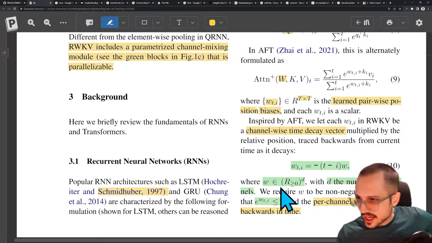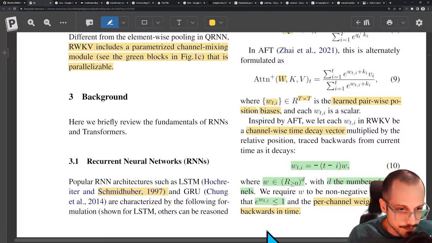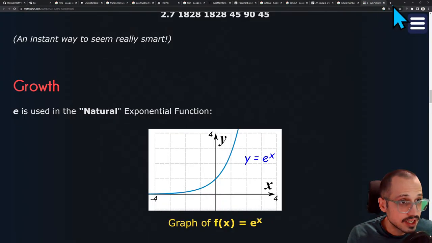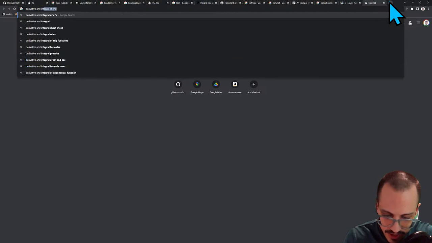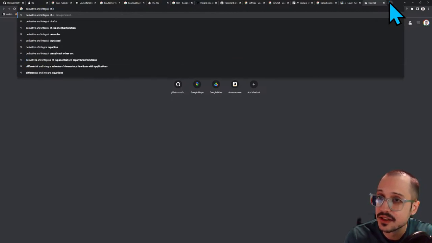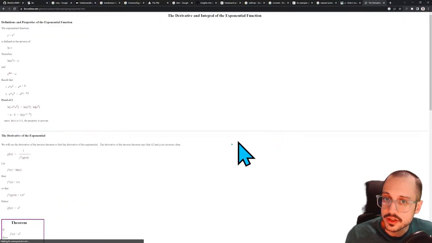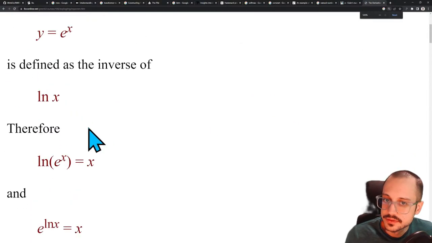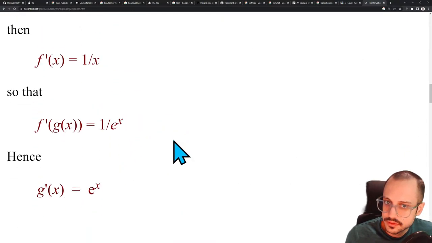You sum a row of this matrix and get one. E is giving us nice derivatives, which makes the math easier. That's another reason too: the derivative and the integral of e are easy. Here you go.